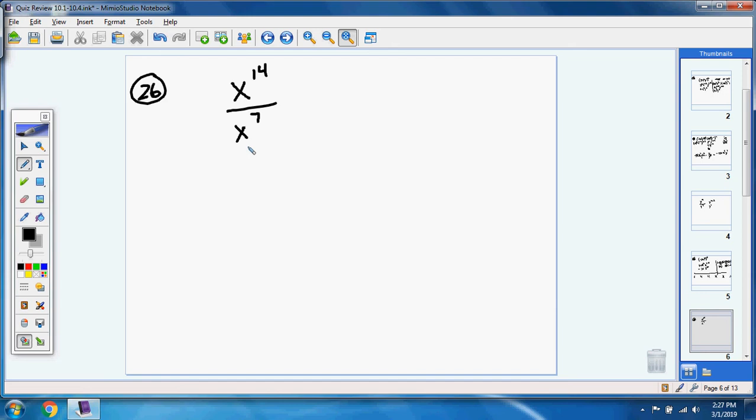All right, this one here is kind of going back to what we briefly talked about on number 18. If you have the same variable, top and bottom, all you really have to do is subtract. Since the 14 is the larger exponent, your result will be at the numerator. So 14 subtract 7 is just a simple 7th power. But again, since it's at the numerator, it's going to stay at the numerator.